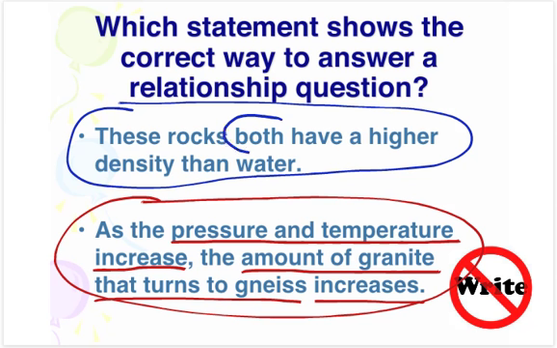Did you catch this keyword right here? Both? Right. It's a similarity. And I will tell you that whenever I ask a relationship question, a similarity answer is the most common mistake that people make with relationship questions.